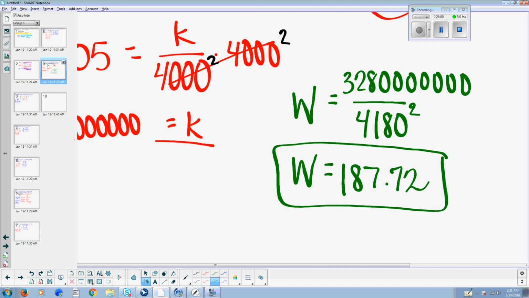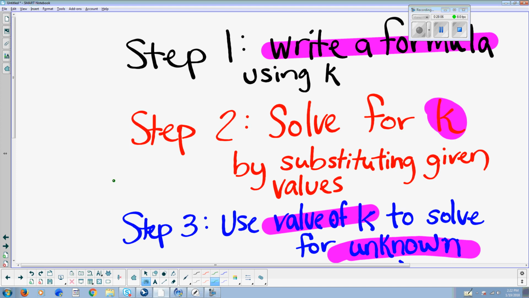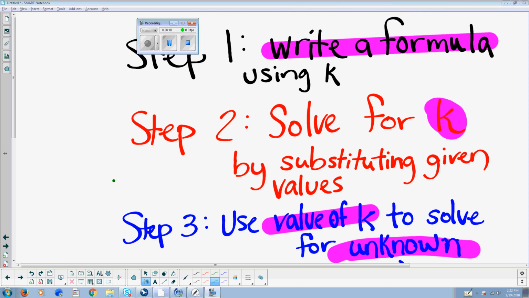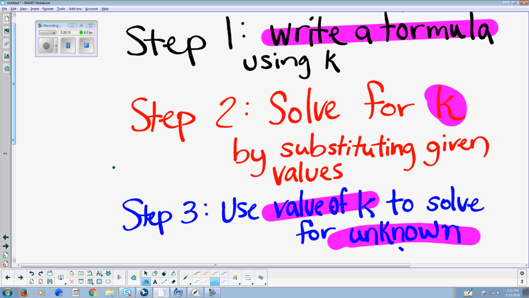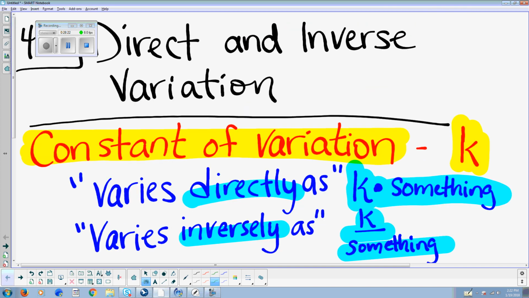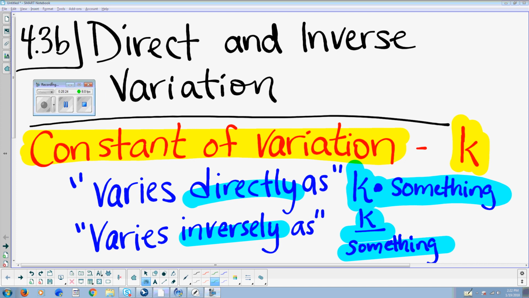So I'll just wrap up with a reminder that we want to follow these 3 steps. Step 1, we're writing a formula that uses a K, a constant of variation. Step 2, we're solving for K by substituting in given values. And step 3, we use the value of K to solve for some unknown in the problem. So good luck with your certification, and hopefully this will be of assistance to you.